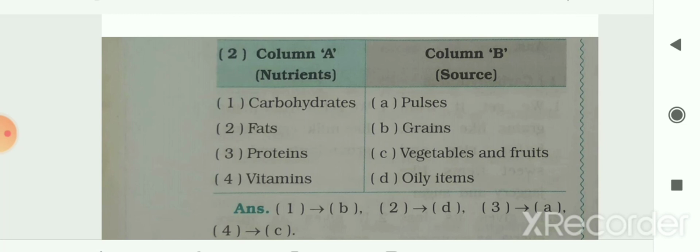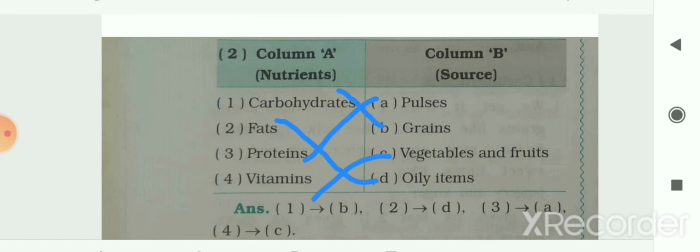So we are getting carbohydrates from the grains. The next is fats. So we are getting fat from the oily items. The next is proteins. So we are getting protein from pulses. And the last one is vitamins. So we are getting these vitamins from vegetables and fruits. So here the answer of your matching is also given to you.